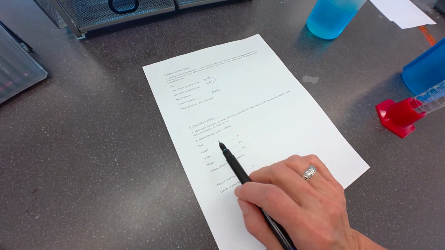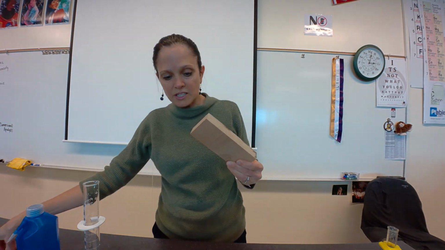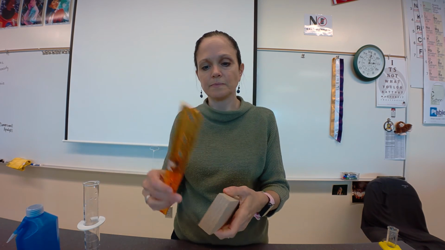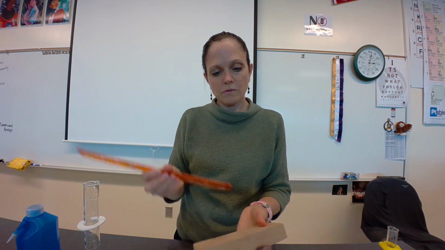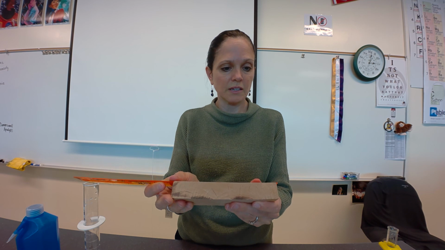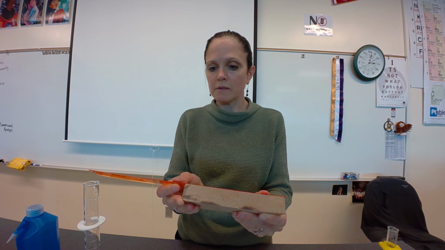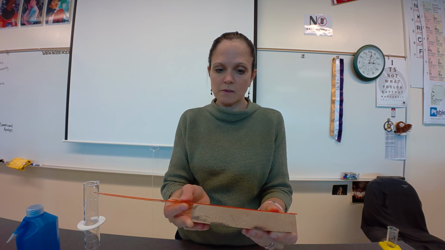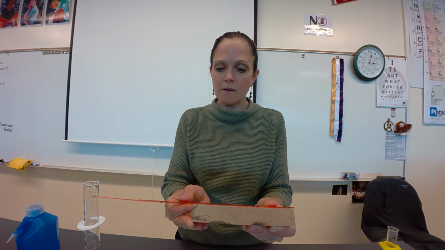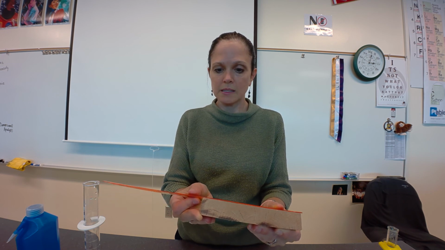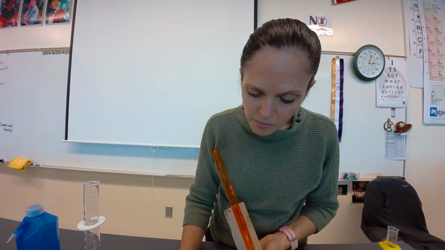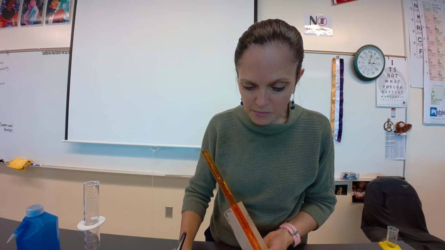Now we're going to work on the density of the wood block. So here we go. I've got a wood block right here, and we're going to do the length, the width, and the height. Now remember to use the centimeter side. So here we go, length. Make sure you're using it from the 0 mark. So I have, let's see, 14.9. So my length is 14.9 centimeters.